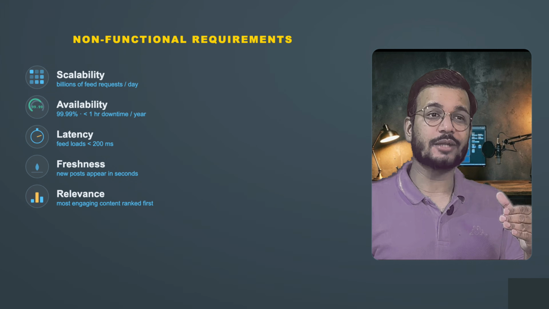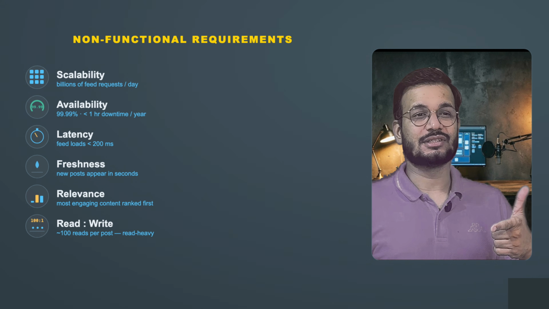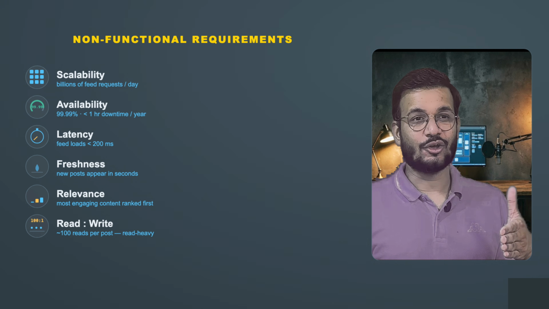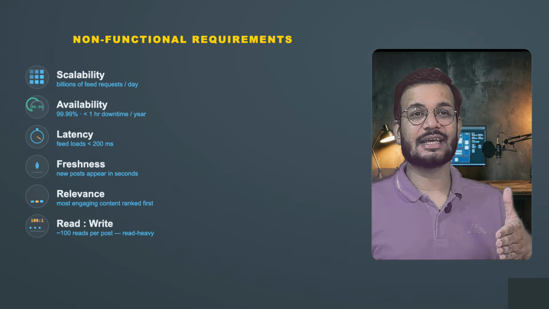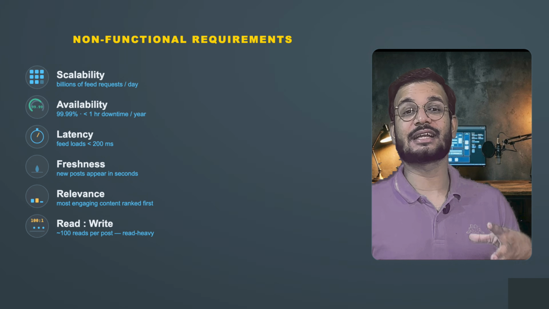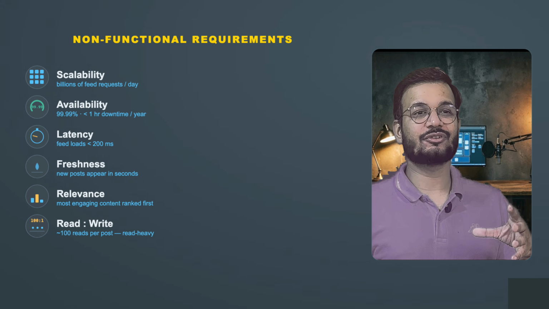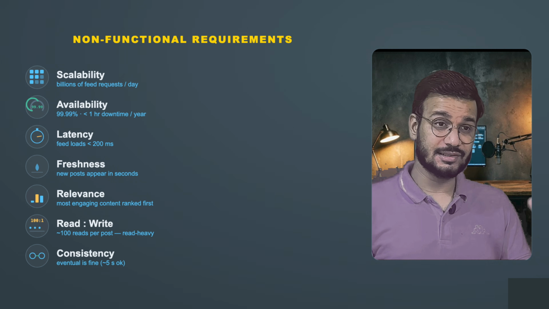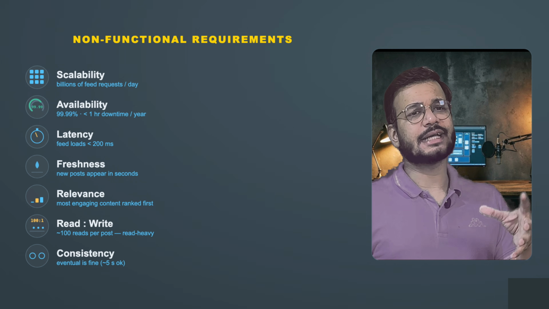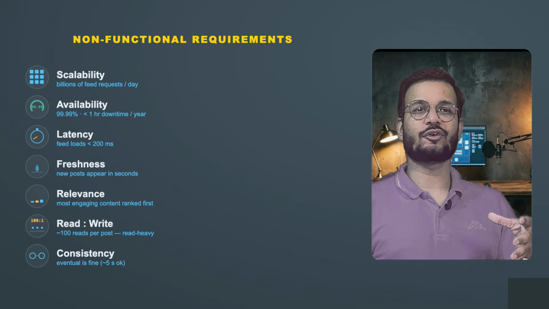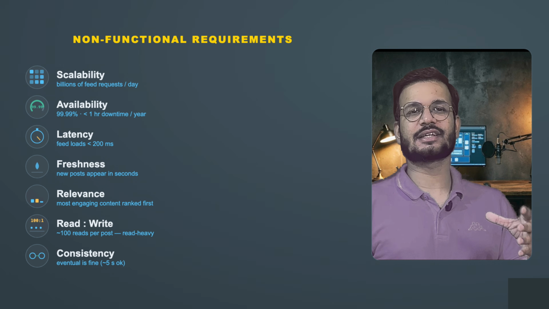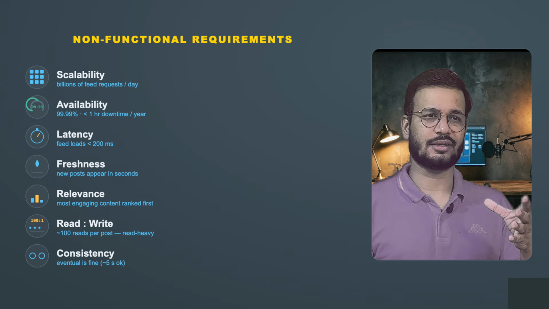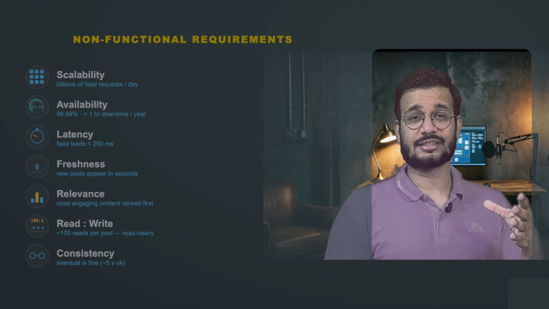And here is a critical one, read-to-write ratio. The system is read heavy. For every post you create, there are roughly 100 feed reads. This asymmetry shapes every design decision we make here. About the consistency model: here, we can accept eventual consistency. If your friend's post takes around 5 seconds to appear in your feed, that is fine. Nobody is making a financial transaction here.